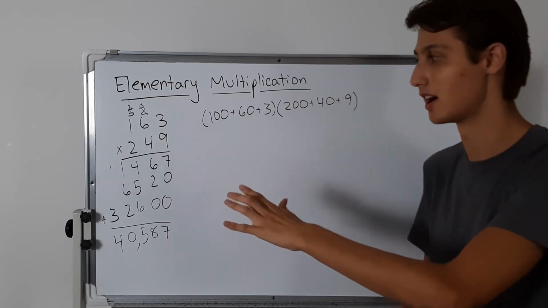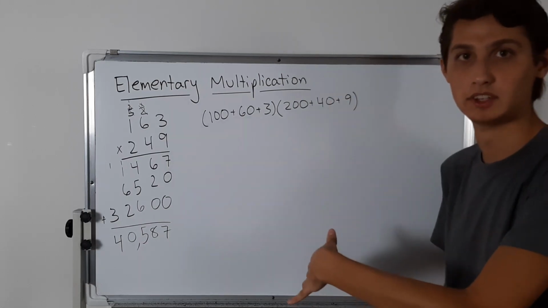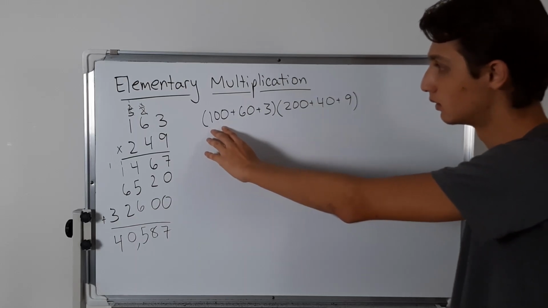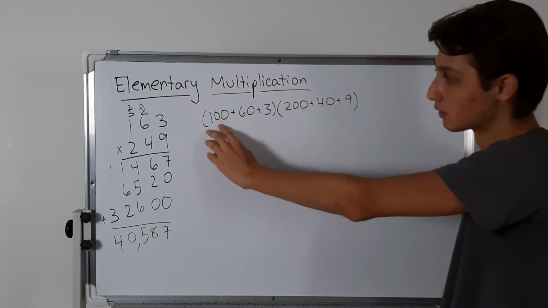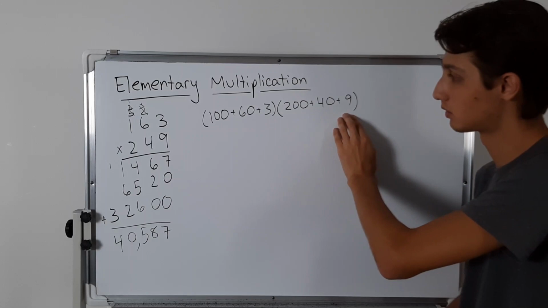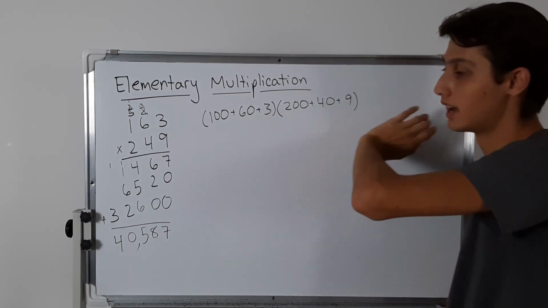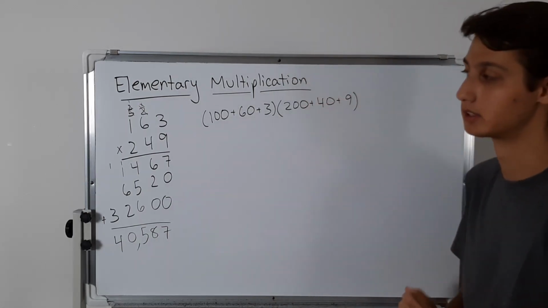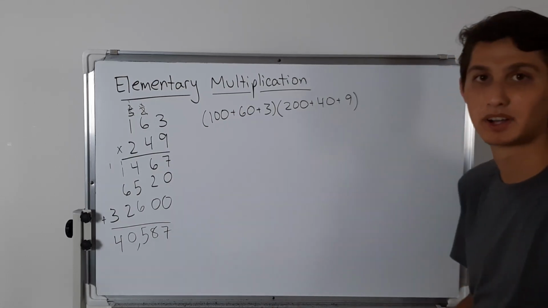I'm not going to then simplify it or anything because that's kind of just not the point of the video. You can continue the rest if you want. Sorry, but I'm just going to explain. So we do 100 times 200 plus 100 times 40 plus 100 times 9. So we multiply the 100 by each of these 3, then we do 60 times each of these, and then we do 3 times each of these, and then you add those all up, and then you're going to get 40,587.